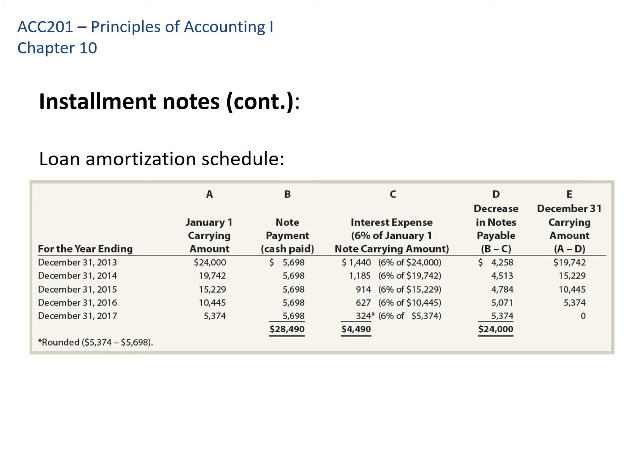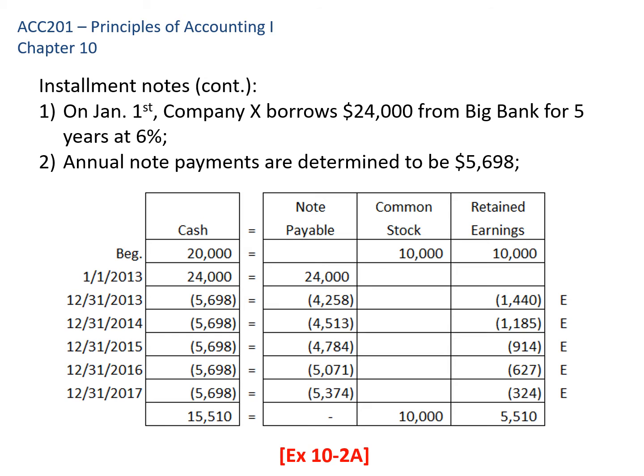If you take this amortization schedule, which I would need to do for every installment loan I have for the company, either the bank would give it to me or I would make it myself, so that I could put it into my transaction grid like we've been working on here. In this case, you can see the payment made at the end of the first year: cash is reduced by $56.98. The note payable is reduced by $42.58, the amount of principal reduction we identified in our worksheet. And then retained earnings is reduced by $14.40, the amount of interest expense.